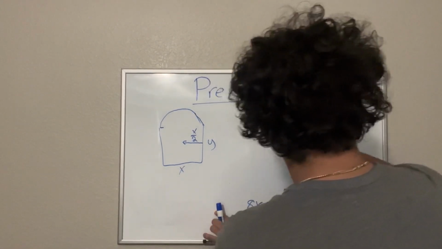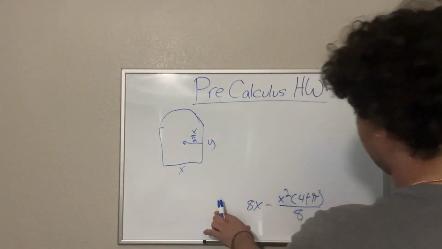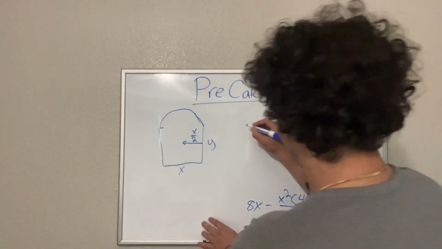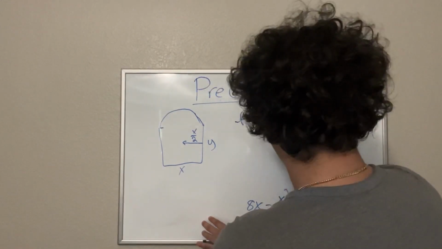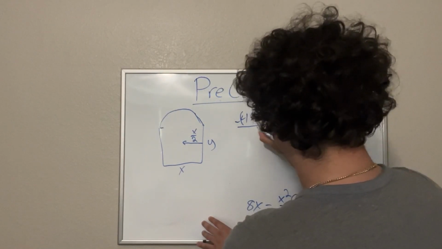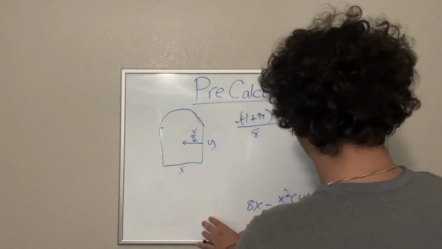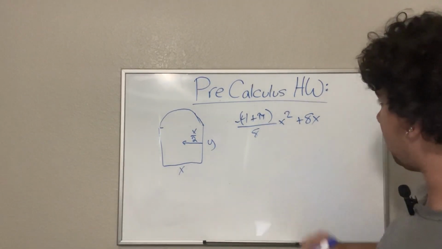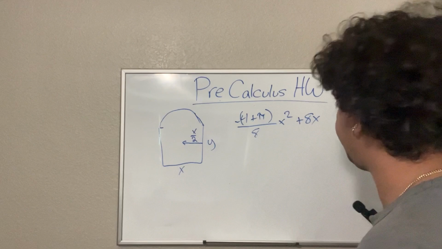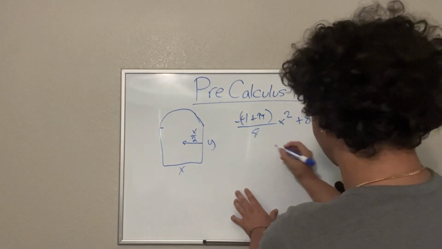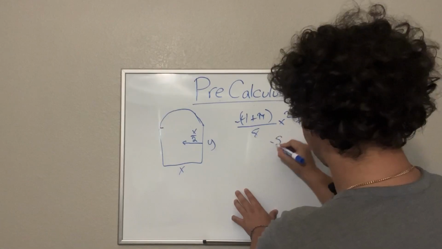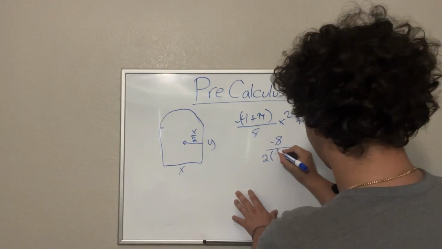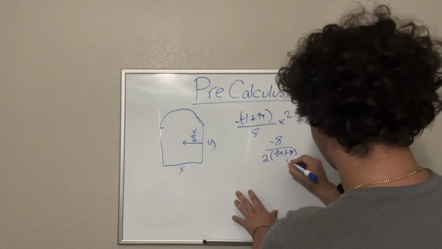Well, let me rewrite this equation to make it make a little more sense. I'm trying to find the maximum, which, just like last time, means I've got to find the vertex. Notice that this is negative 4 plus pi over 8 x squared plus 8x. This is starting to look familiar now, huh? So what can I do here? I can rewrite this as negative 8 over 2 times negative 4 plus pi over 8.